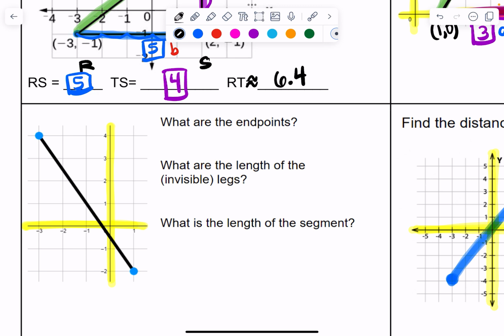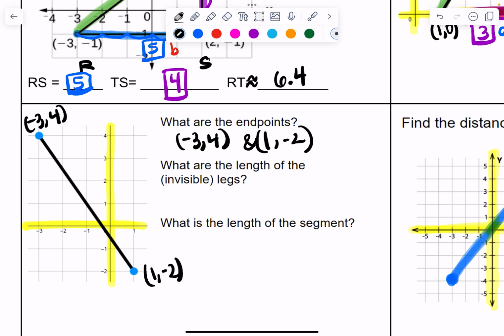All right, this first endpoint that we come to is -3, 4. And the second endpoint we come to is 1, -2. It says, what are the lengths of the invisible legs? Okay, so I'm going to create a right triangle based off of this diagonal. So I'm just going to do my vertical and my horizontal line to create my right angle.